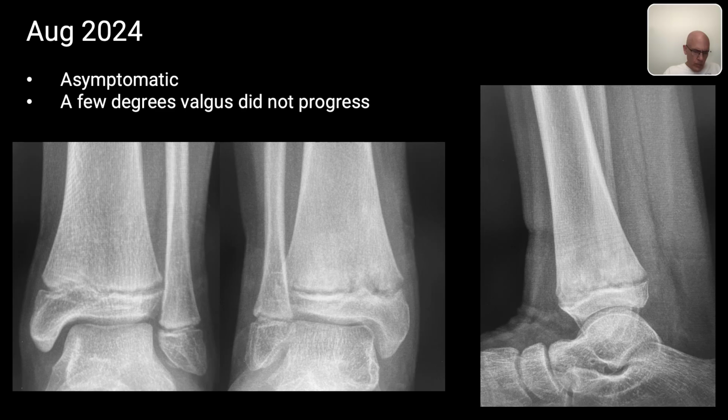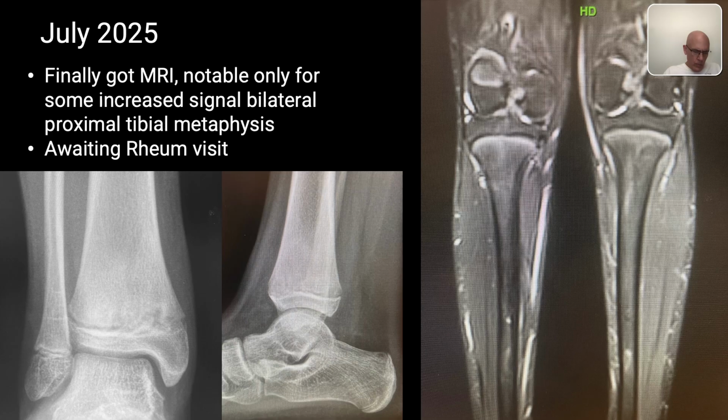Next slide, please. And so here we are finally at 30 months following the initial presentation to an outside institution, or I apologize, 25 months after we saw the patient, with a couple of degrees of valgus. We finally got the MRI, which was pretty unimpressive with the exception of some proximal tibial increased signals. At this point, clinically doing well, but awaiting follow-up with rheumatology.